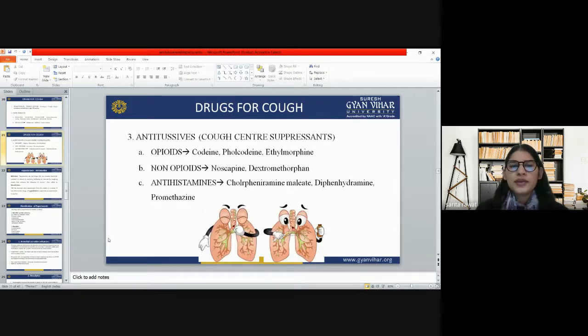Then the other class we have is antitussives, that are cough center suppressants. So they mostly work on the CNS. They include opioids, which include codeine, pholcodine, and ethylmorphine. Then we have non-opioids: noscapine, dextromethorphan. Then we have antihistamines. Antihistamines include chlorpheniramine maleate, diphenhydramine, and promethazine.